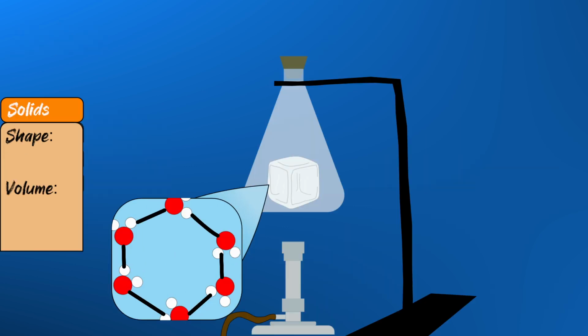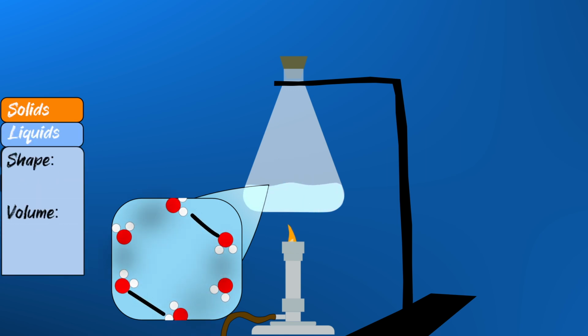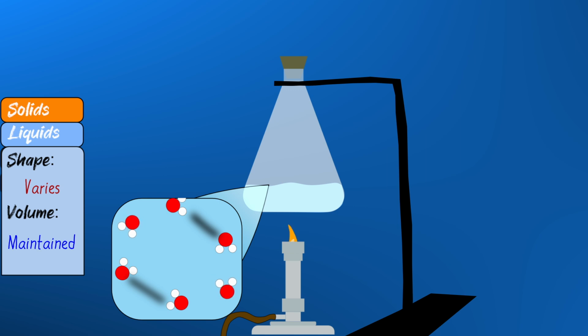With solids, the molecules are tightly packed in a fixed arrangement. This is due to the strong intermolecular forces, and these forces allow solids to maintain both shape and volume. Liquids, on the other hand, are still close together, but not in a fixed arrangement. This is due to the weaker intermolecular forces than solids, which allows for liquids to take the shape of their container while still maintaining a constant volume.